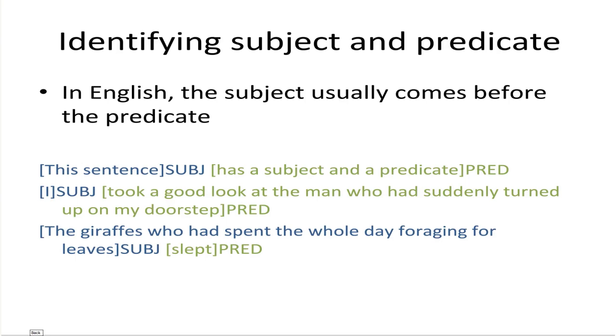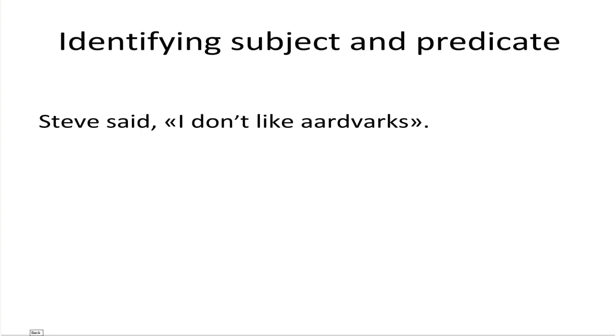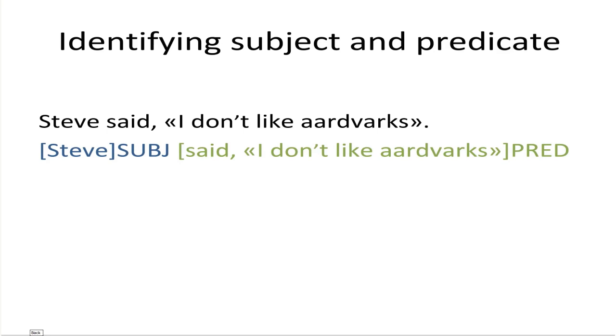But there are exceptions to this. And one exception that you're likely to come across is sentences that quote direct speech, like this one. Steve said, "I don't like aardvarks." In this sentence, the subject, Steve, comes first. So we can do what we did with the other examples. We identify the subject and we say that the rest of the clause is the predicate.